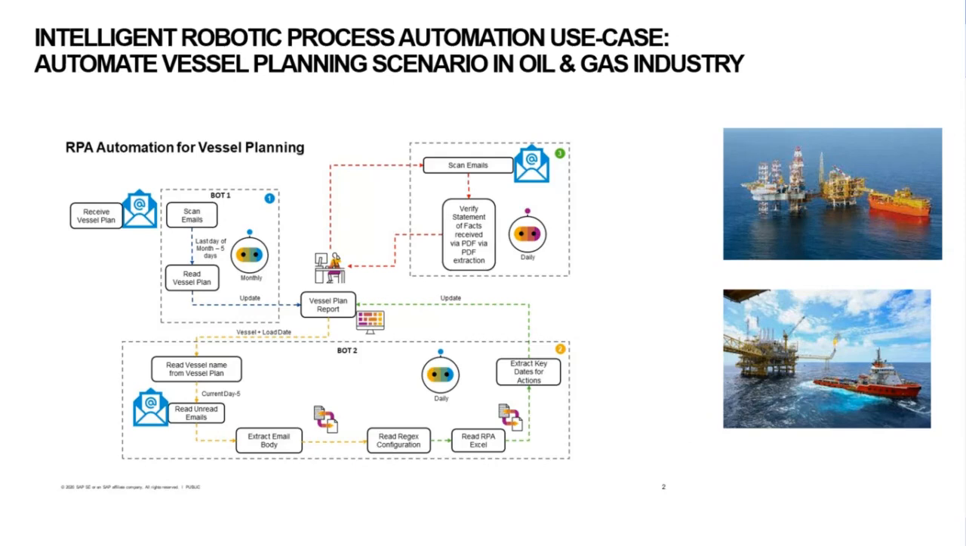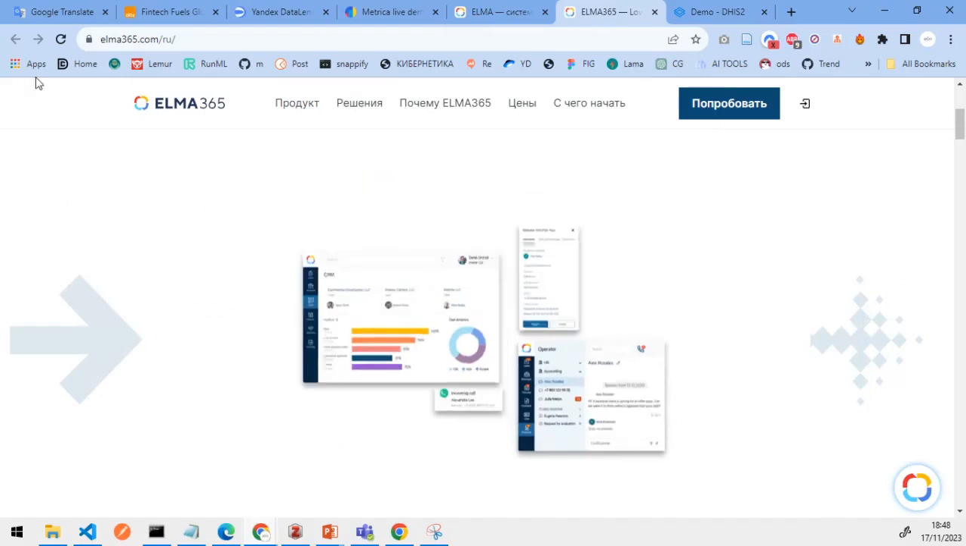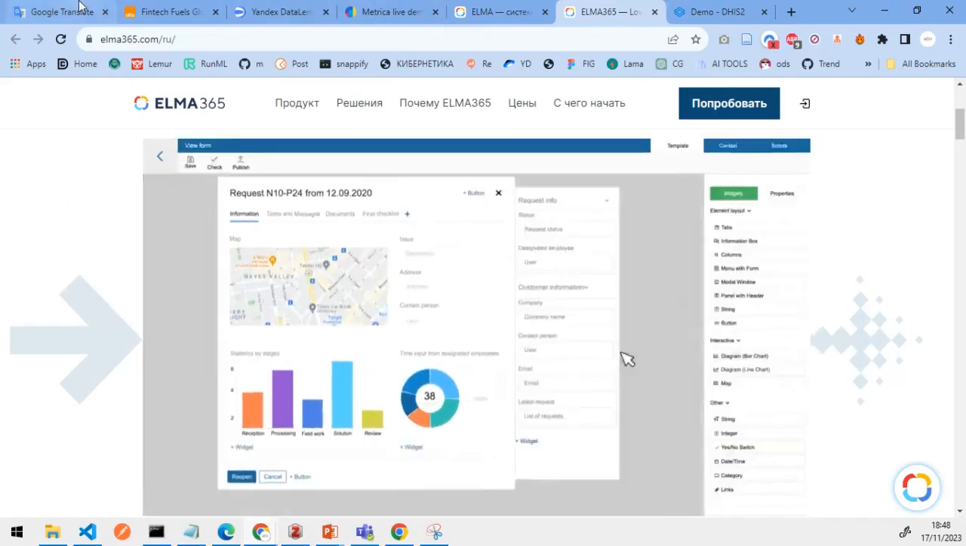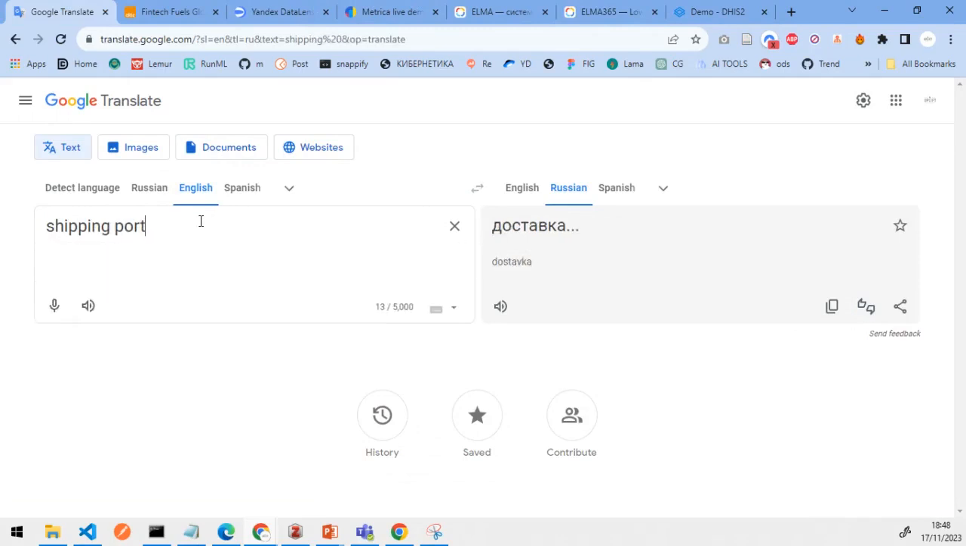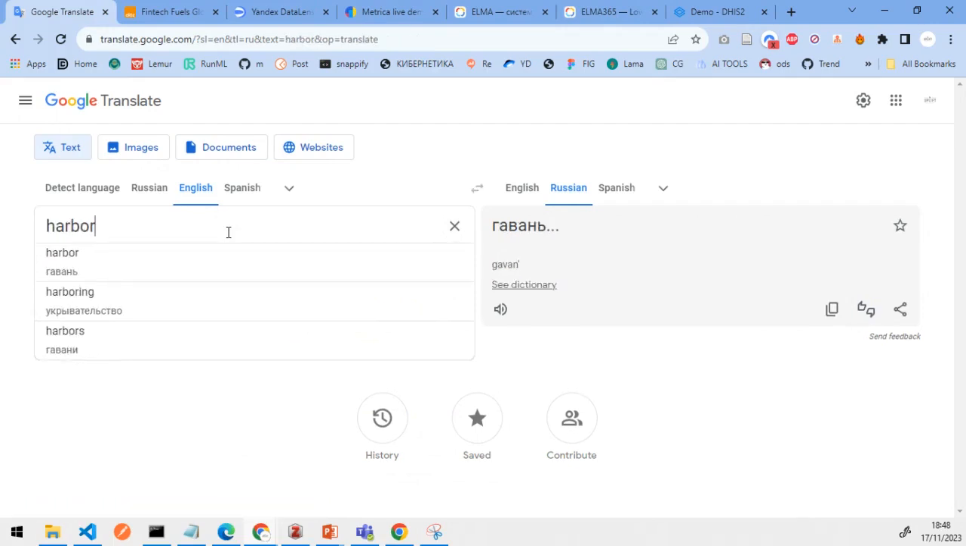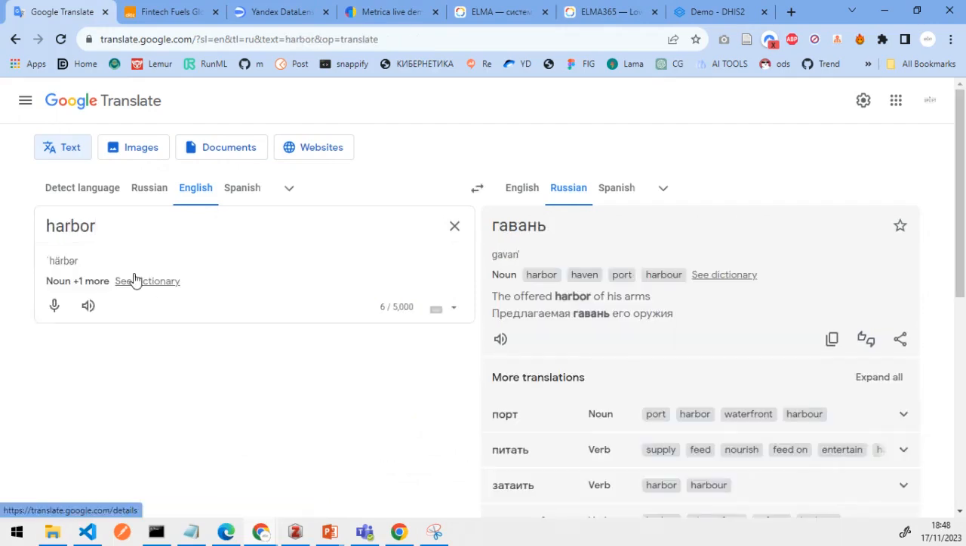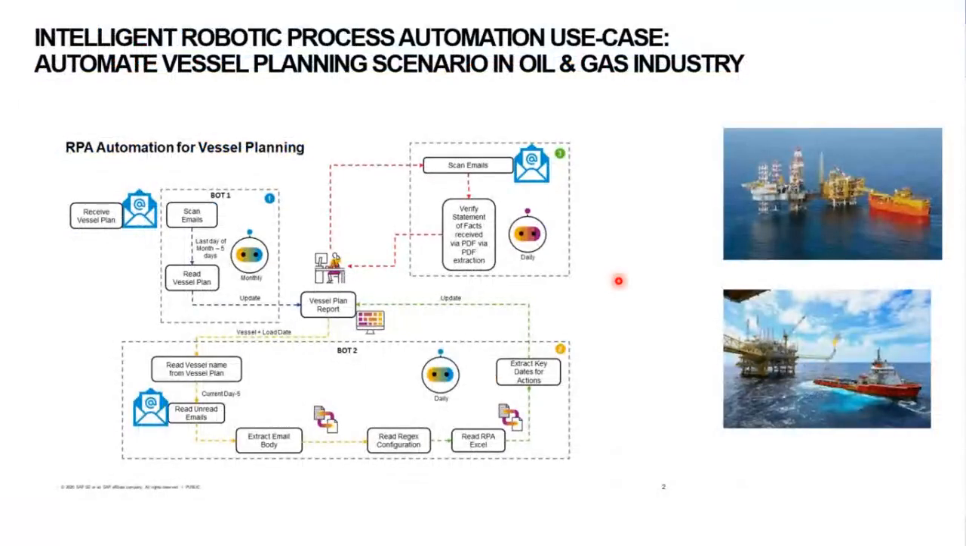I don't know if you know shipping port, just to give you an idea. Let me just write it down. A port, I don't know if it makes sense in Russian, but then we have a harbor. Sorry, a harbor. Yeah, shipping harbor. So in harbors, usually when a ship or a vessel is coming, there'll be lots of communication between them.